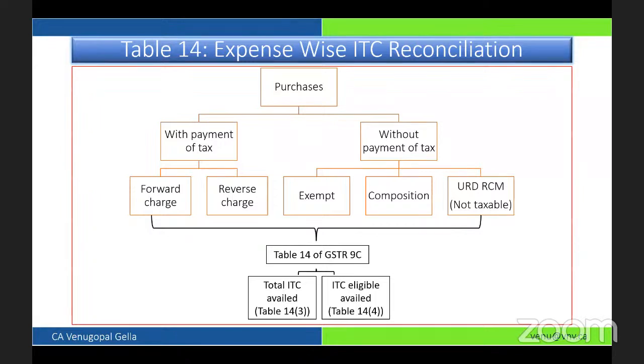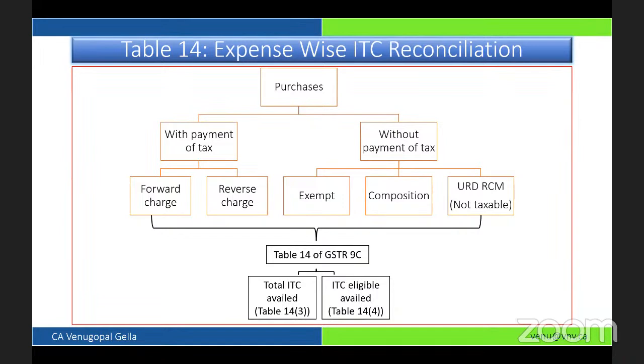When we are talking about table 14, it doesn't mean that only the ITC you have availed needs to be reported. Your total expenses shown in your audited financial statement need to be reported over here, irrespective of whether there is any tax component or not, or it is an exempt supply. So when you are reporting, you will write full expenses based on your P&L. Then you will write the total ITC available. Now, when I say total ITC available, it will not only consist of eligible ITC, it will also consist of ineligible ITC.